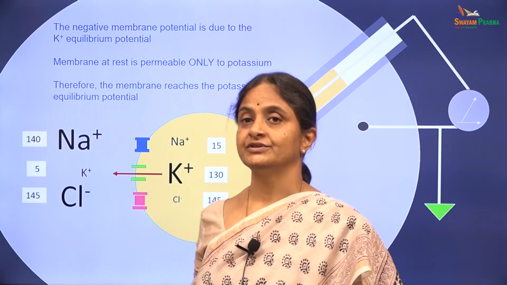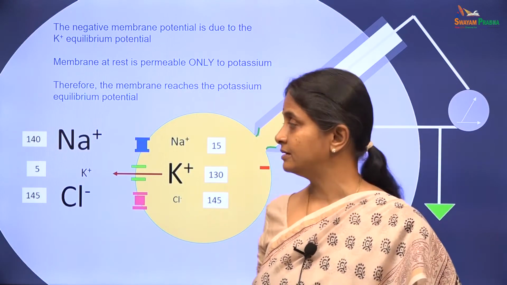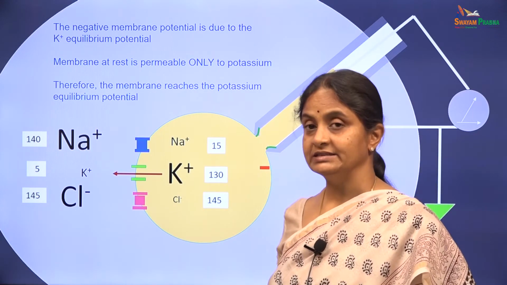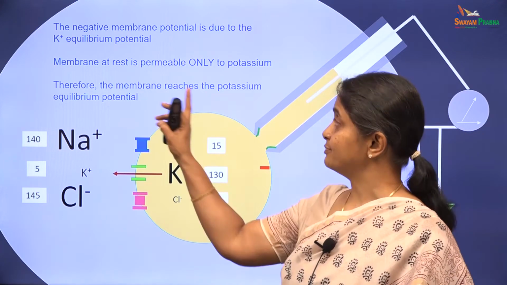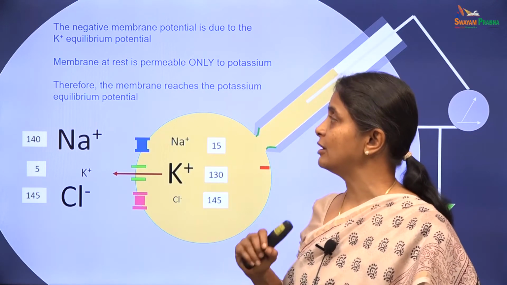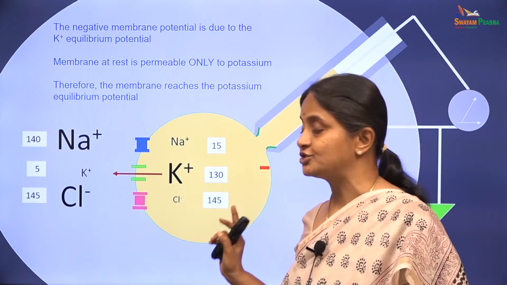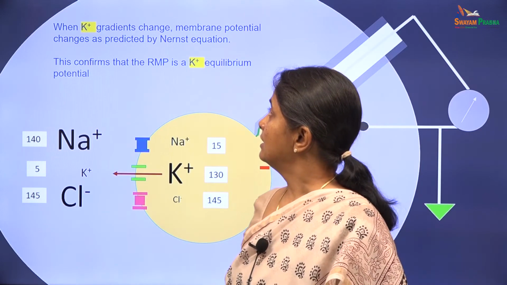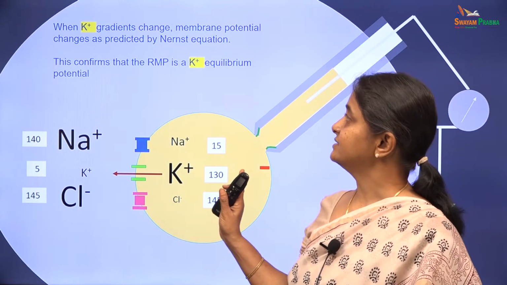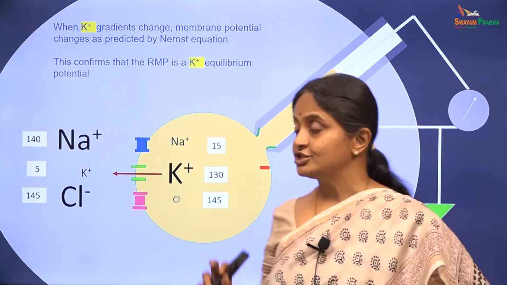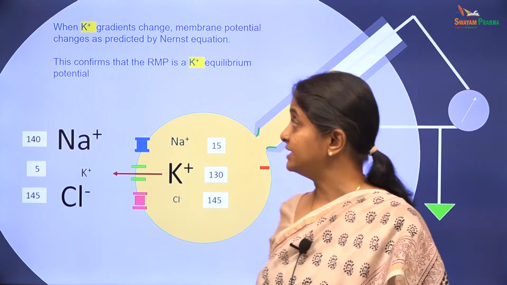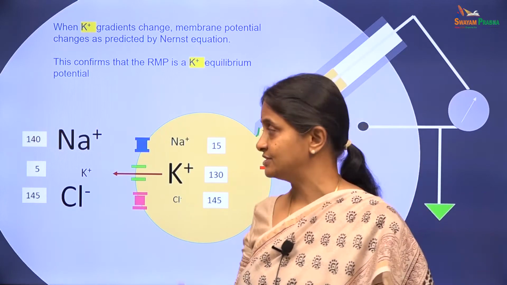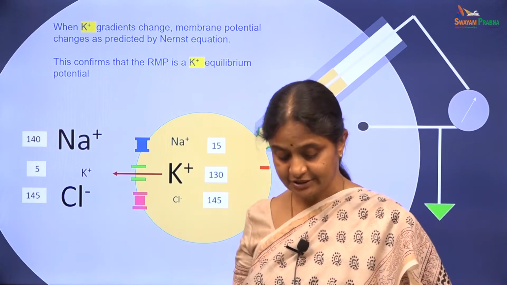We have now arrived at an answer to the question that we started with. Why is the membrane negative at rest? Why is there a negative membrane potential? It is because the membrane at rest is permeable only to potassium and therefore has reached the potassium equilibrium potential. When you change potassium gradients, the membrane potential that you record with the patch clamp technique changes as predicted by the Nernst equation, and that confirms that the resting membrane potential is a potassium equilibrium potential.